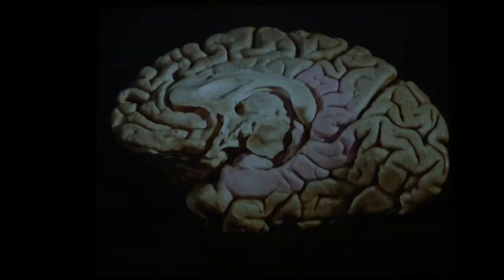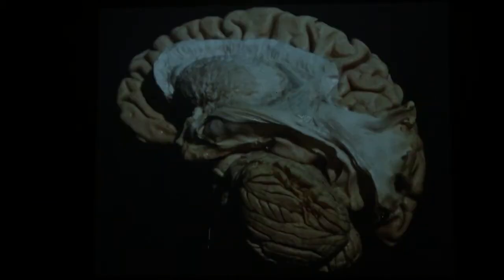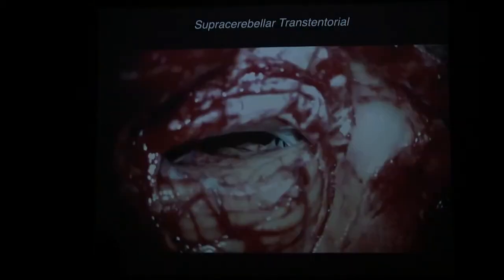So in this case, we decided to do a first supracerebellar transtentorial approach to the parahippocampal region, and finally we completed it with a second approach in order to try to again respect as much as possible of these optic radiations. So we removed first of all this component with this supracerebellar transtentorial approach.